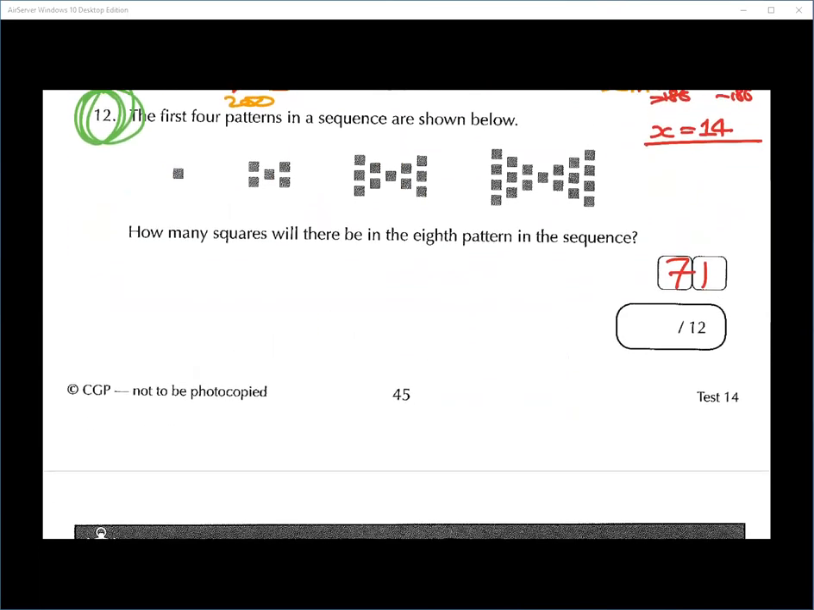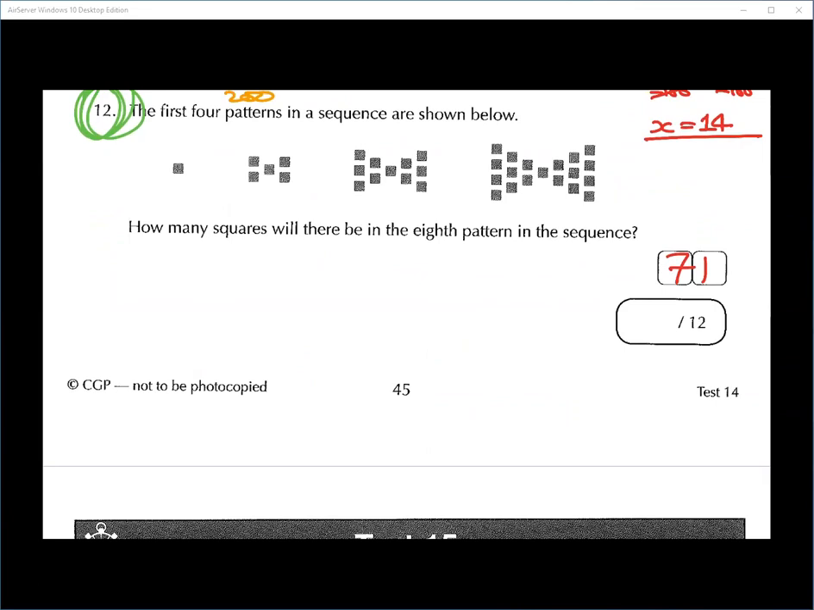Iman, your turn. Thank you for that, Talha. Question number 12. The first 4 patterns in a sequence are shown below. How many squares will there be in the 8th pattern in the sequence? So first, second, third, and fourth. How many are in the first one? In the first one, there is 1. And how many in the second one? 5. And in the next one, there's 11. And in the fourth one, there's 19.